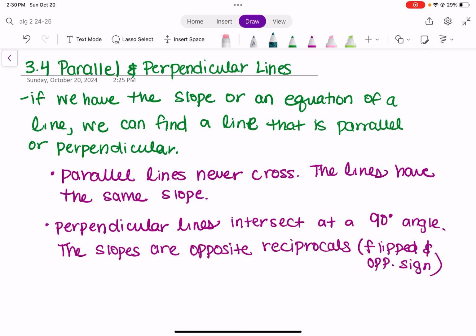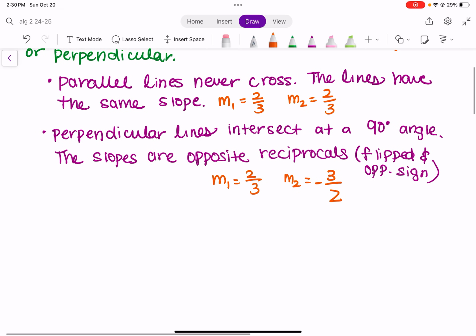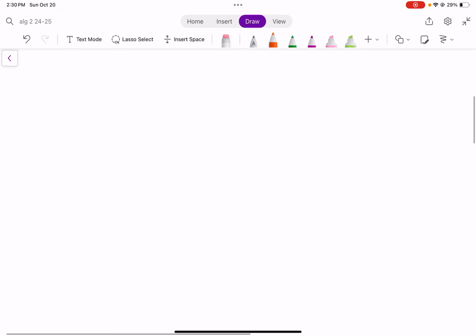Okay, so just an example, in parallel lines, let's say the slope of line 1 is 2/3. That means the slope of line 2 is also 2/3. Let's say the slope of line 1 is 2/3. If you're trying to find the perpendicular line, you have to flip it and you change the sign. So since the first one was positive, this would be negative. So if you notice, they are what we call opposite reciprocals of each other. Okay? So let's actually practice. We're going to practice finding a parallel line, and then we're going to practice finding a perpendicular line.